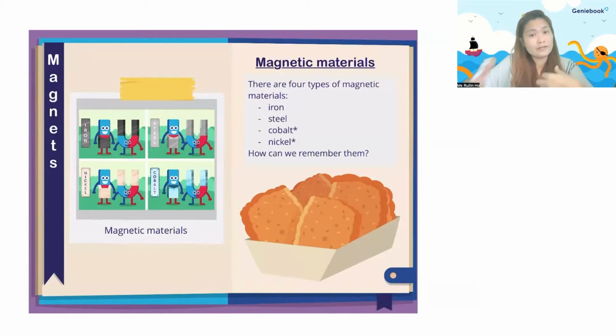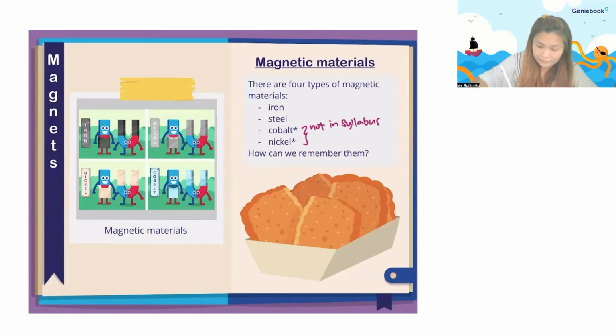However, in the Singapore syllabus, you only need to know iron and steel. Within your syllabus it is just iron and steel. Cobalt and nickel depends on your school, whether your teachers want to teach you more. So these 2, nickel and cobalt, we'll put down here as not in syllabus, but it's something that is good to know.